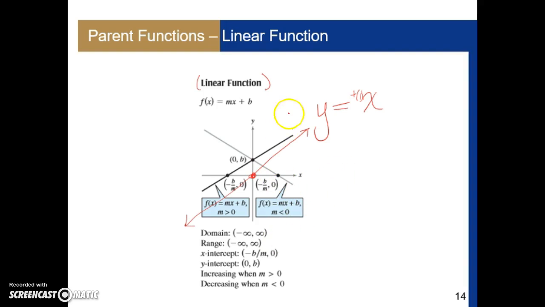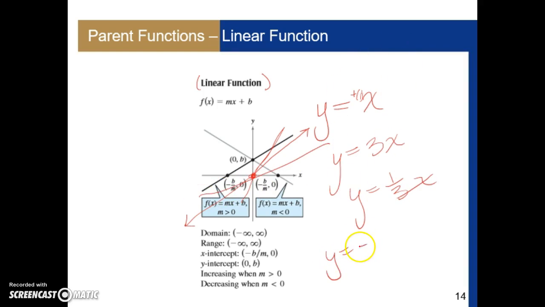And we know that depending on whatever changes we might want to make to this, we can make it a more steep slope, or we could make it a more shallow slope, or we could put a negative in front of the x and we could make it a negative slope. So the parent linear function is where all other linear functions come from.